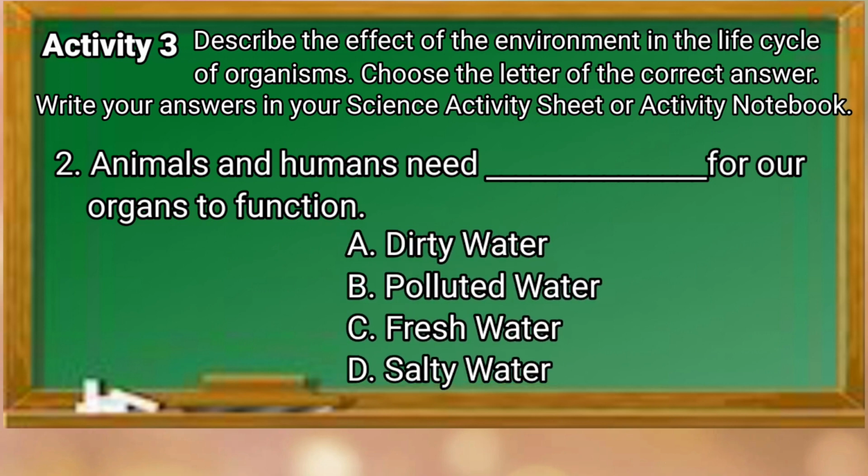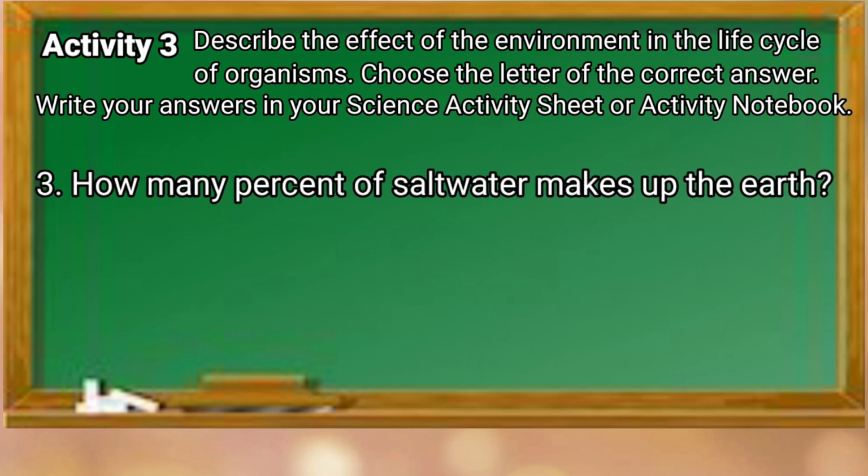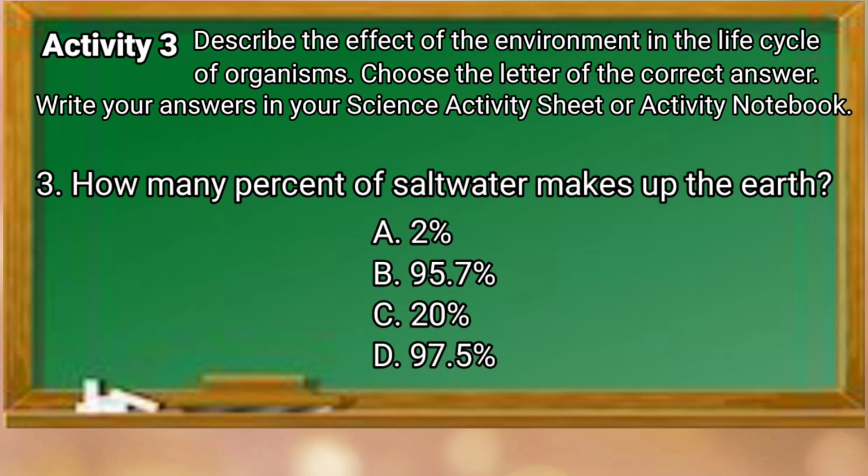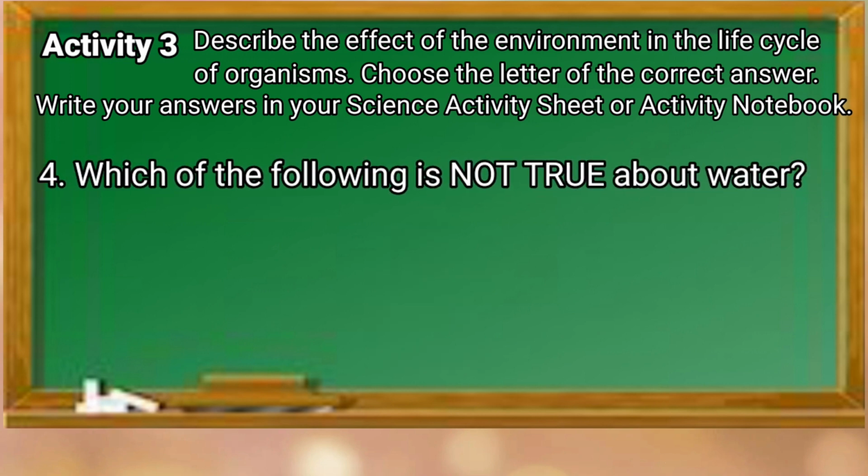Second, animals and humans need blank for our organs to function. A. Dirty water. B. Polluted water. C. Fresh water. D. Salty water. Third, how many percent of salt water makes up the earth? A. 2%. B. 95.7%. C. 20%. D. 97.5%.